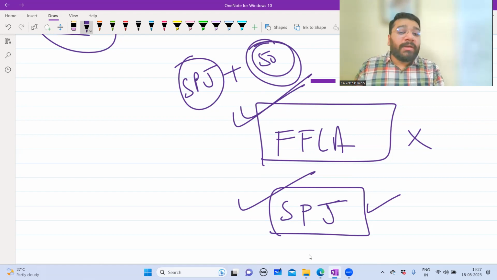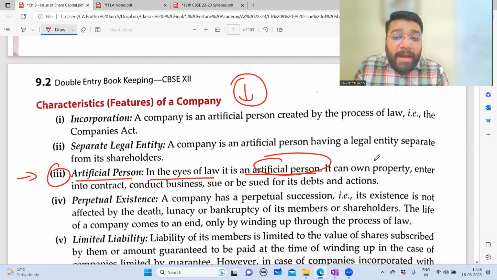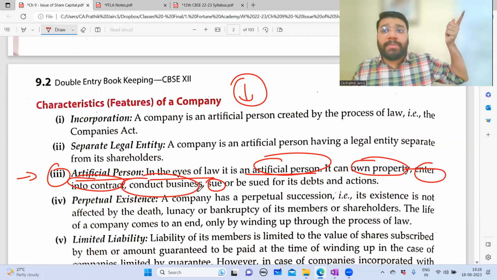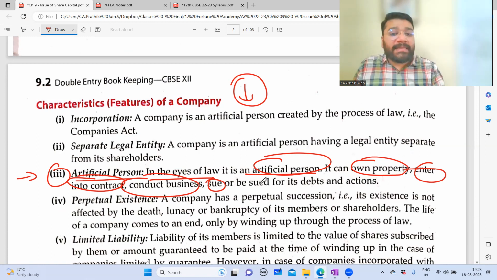So therefore, the law, that is the rule book, said that it is very important that we give the status of an artificial person to the company so that the company can buy property in its own name. It can enter into contracts in its own name. It can do business in its own name. It can sue somebody. If some person is doing fraud or forgery, the company can file a case in the court. Or if we are doing any fraud, somebody else can file a suit on us.